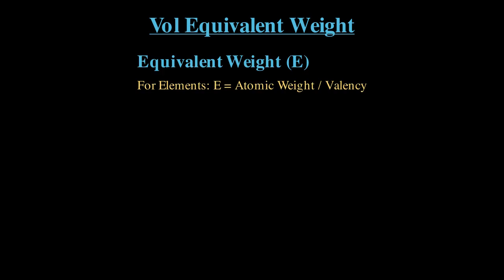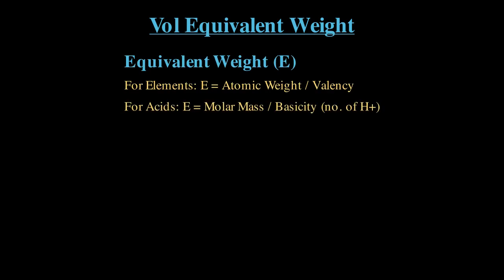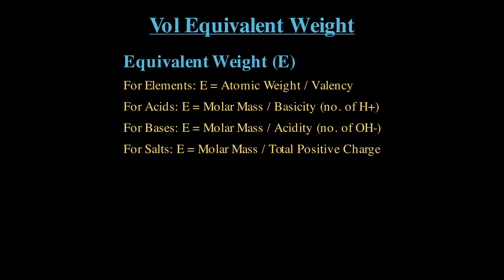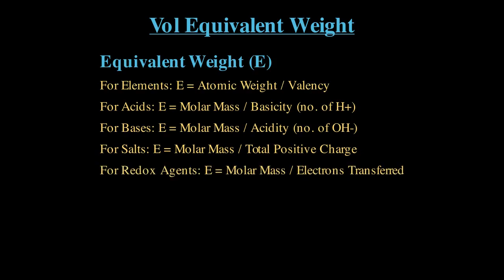For acids, equivalent weight equals molar mass divided by basicity, which is the number of replaceable H+ ions. For bases, it is the molar mass divided by acidity, the number of replaceable OH- ions. For a salt like aluminum chloride, it's the molar mass divided by the total positive charge on the cations. Finally, for oxidizing or reducing agents, the equivalent weight is the molar mass divided by the number of electrons transferred in the balanced redox reaction.